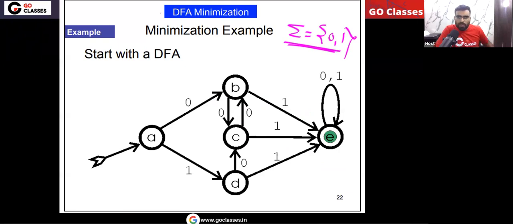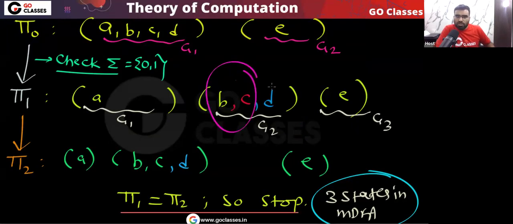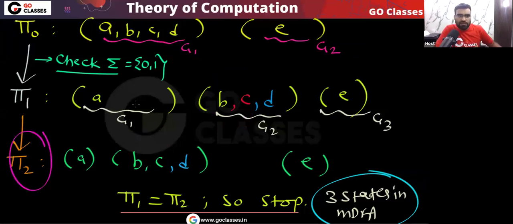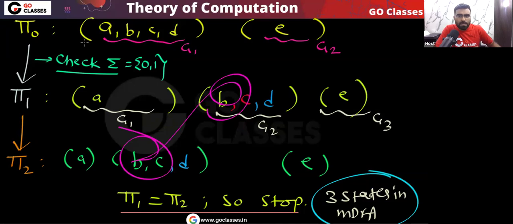So on 1 also no problem. Remember, BC on 0 are in the same group, and BC on 1 are also in the same group. So on 0 and 1 they are going to the same group. Can I say they will be together? Do you agree? In pi 2 they will be together.